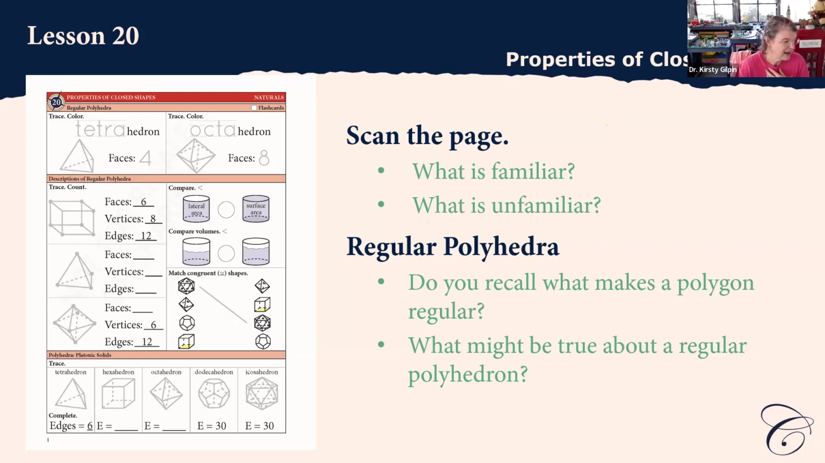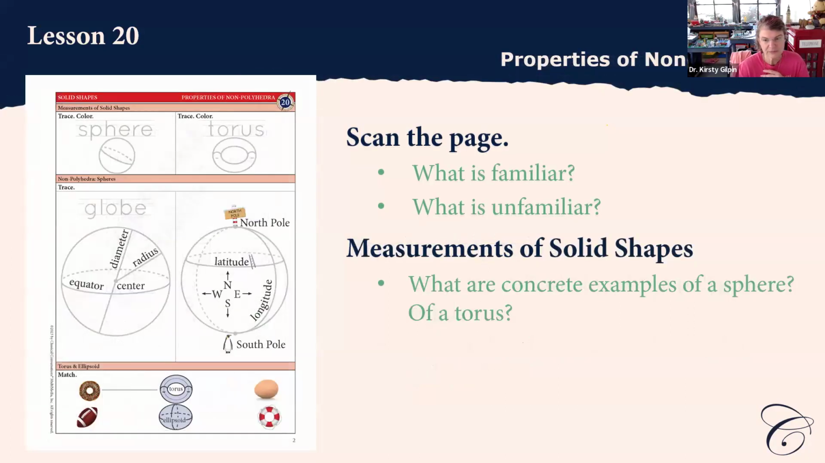All right, let's look at page 2. Again, we may be familiar or unfamiliar with a sphere, depending on familiarity with math. That word is probably a little bit more likely to be familiar. Torus may be a little bit more likely to be unfamiliar. But what are some concrete examples of a sphere and of a torus?